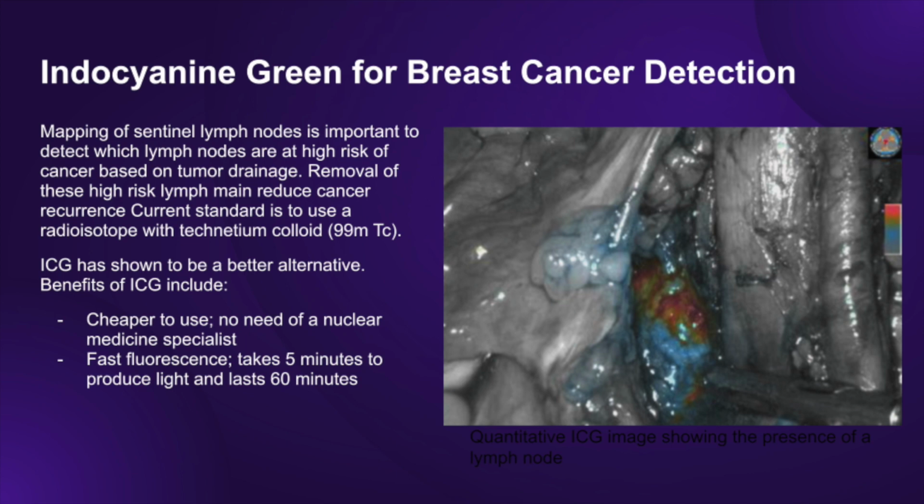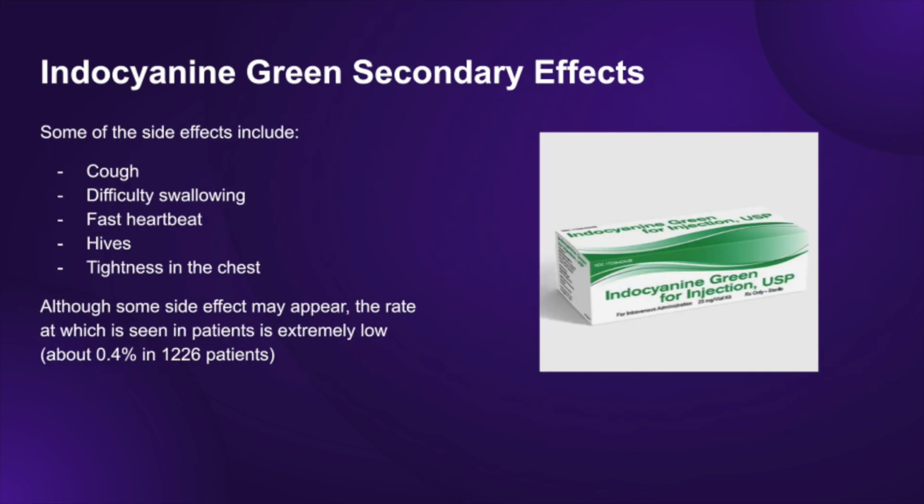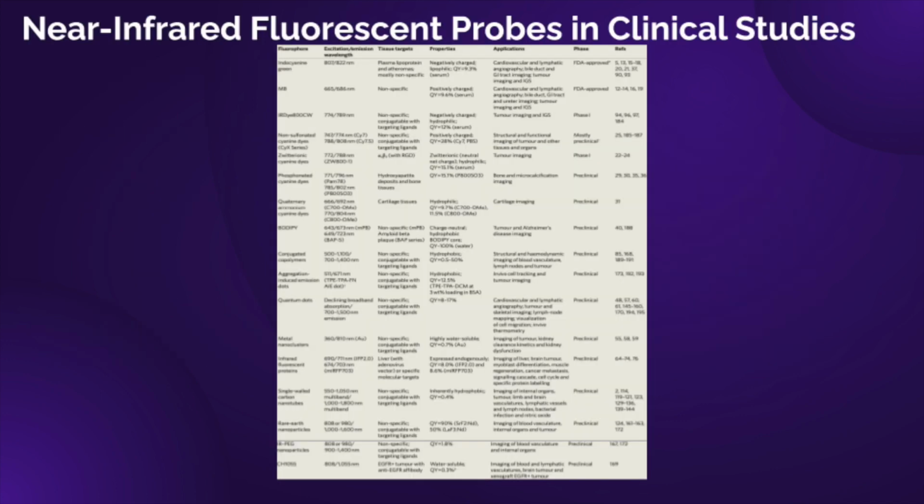In two meta-analyses of 2,500 and 1,700 surgeries, indocyanine green was more effective at helping physicians detect sentinel lymphatic nodes. Although some side effects may be present after intravenous injection of indocyanine green, these occur at very low frequencies between patients, and it's considered safer than the previously mentioned methylene blue. Shown on the screen is a list of either groupings or specific fluorophores that are either already FDA approved or in preclinical studies with a summary of their applications.